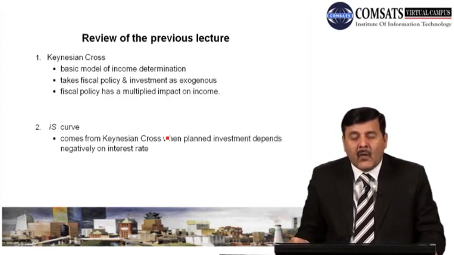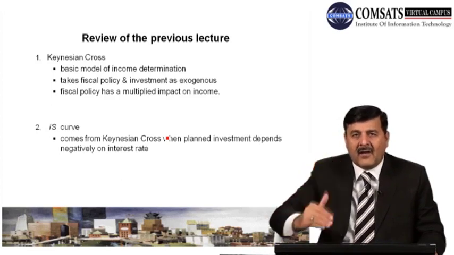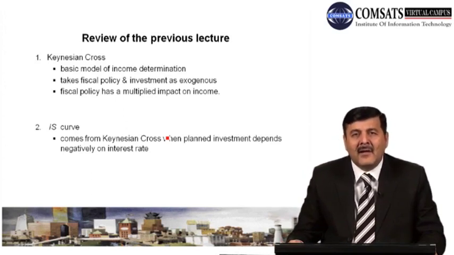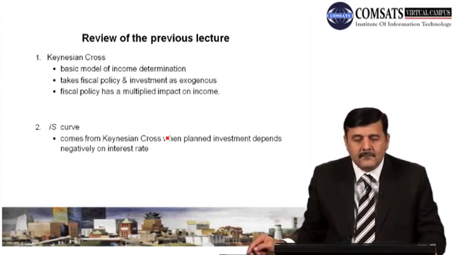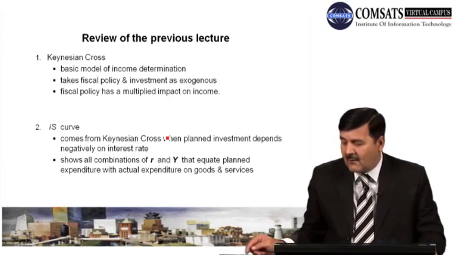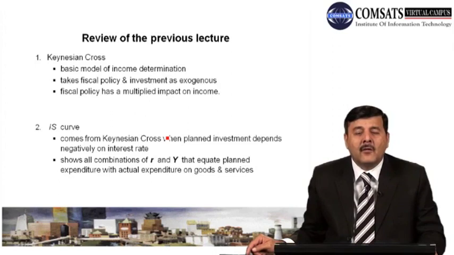where investment depends negatively on the rate of interest. If the rate of interest goes up, investment goes down. When investment goes down, the level of income in the country will also go down. As I told you, the IS curve shows the combinations of R and Y that equate planned expenditure with actual expenditure on goods and services and determine equilibrium in the goods market.